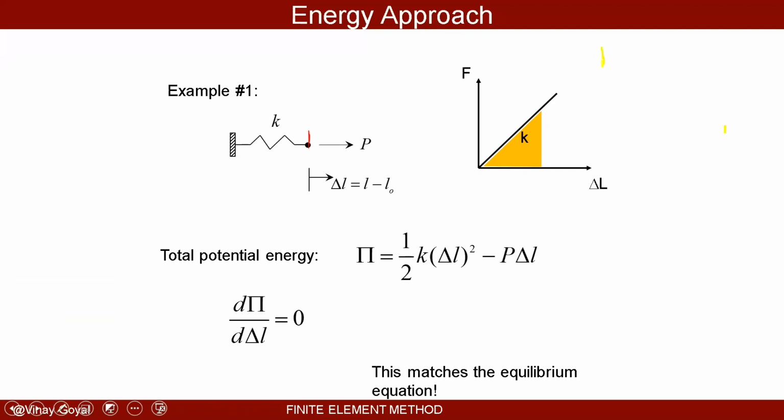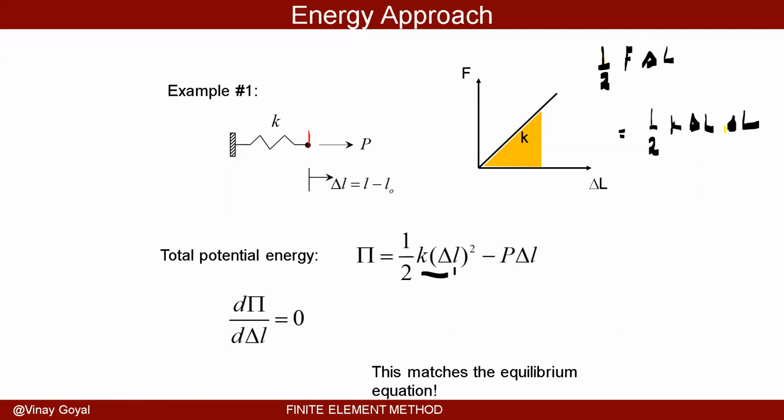as 1/2 F delta L. That's the energy under the curve. But F is K times delta L. So that renders this quantity there.